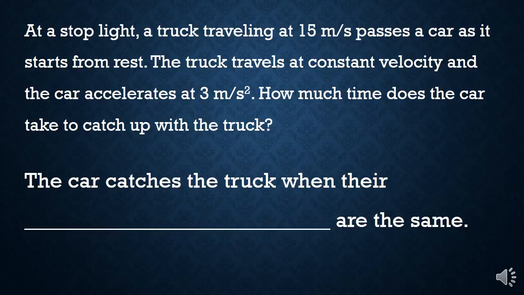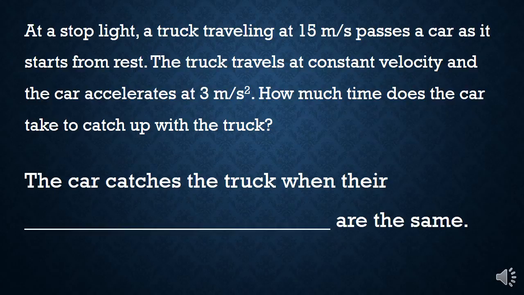So, at a stoplight, a truck traveling at 15 meters per second passes a car as the car starts from rest. So the truck is going 15 meters per second, the car is at rest. The truck travels at constant velocity and the car accelerates at 3 meters per second squared. How much time does the car take to catch up with the truck?